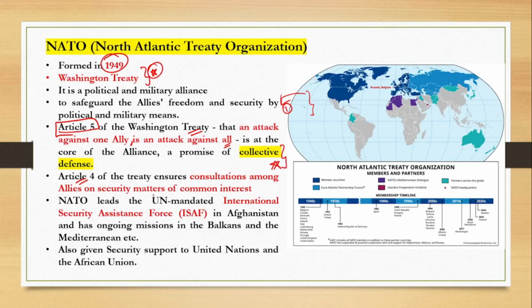And what are the other roles played by NATO? NATO leads the United Nations mandated ISAF, International Security Assistance Force, in places like Afghanistan and the missions in the Balkans, Mediterranean, etc. NATO also gives support to the United Nations and African Union in solving various conflict situations. Now, what was the news about Turkey and NATO?